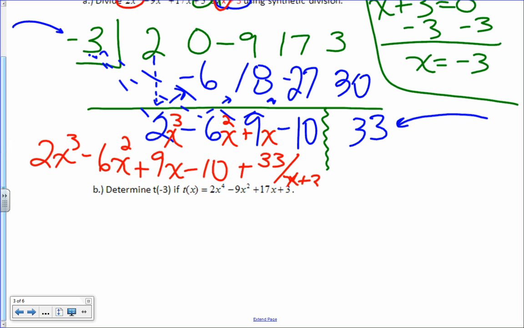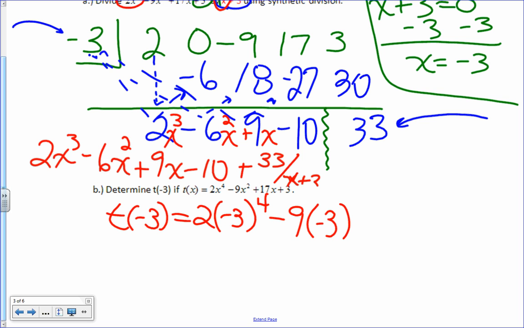So t of negative 3 basically means any place you see that x, put in negative 3. And notice again I put the parentheses like we learned the other day. How come I didn't worry about the missing term this time? Okay, so I don't have to worry about the x to the 3rd term? How come? 0. Yeah, I would take 0 times that anyway, so it'd still be 0, right? Even if I tried to sneak that in there, it doesn't matter. It's 0 times that anyway.